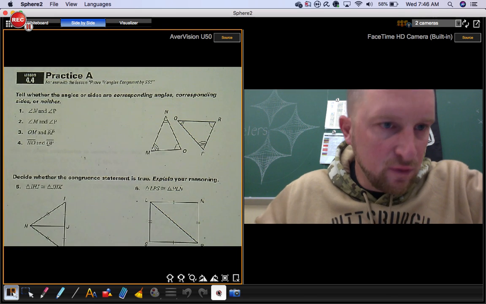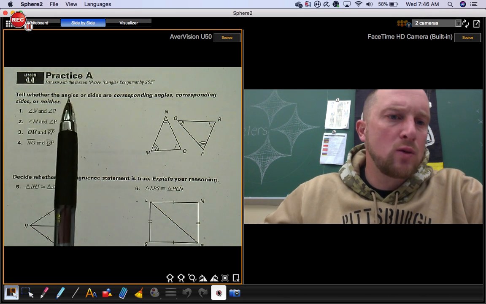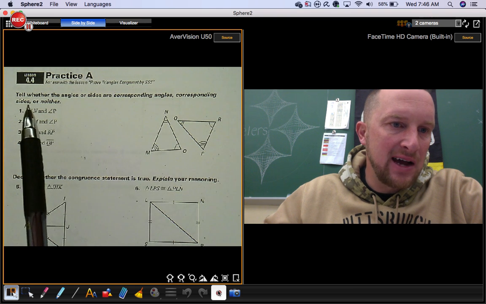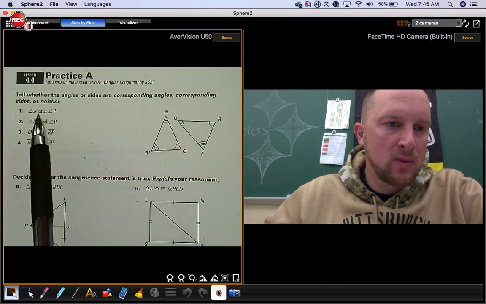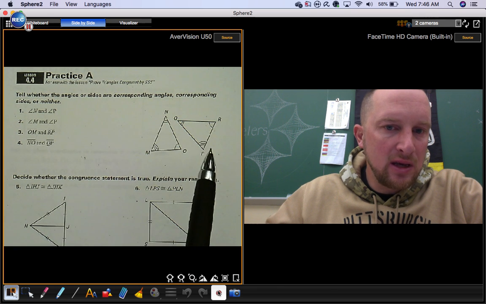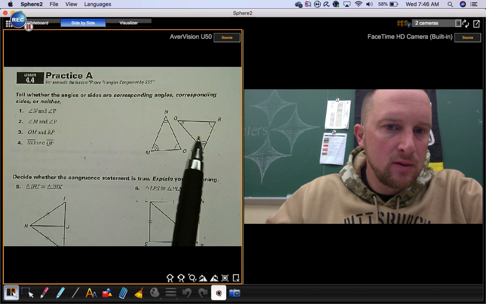Practice 8 for section 4.4. We're going to tell whether the angles or sides are corresponding angles, corresponding sides, or neither. So we're going to look at angle N and angle P. Angle N and angle P, do they correspond?